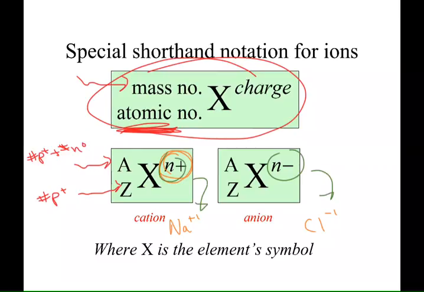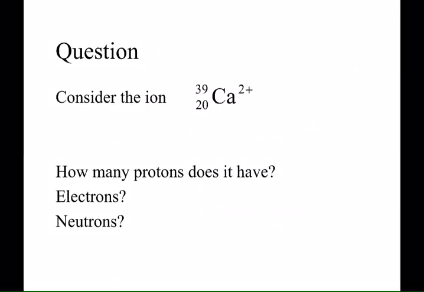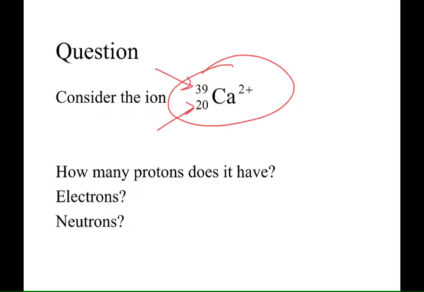All right. So, here we go. We should be able to pick out all three subatomic particles for this particular isotopic form of calcium. So, calcium, of course, that's the atomic number there. That's the mass number there. And let's see. Plus two. So, has it lost electrons or gained electrons? Well, it must have lost electrons. How many electrons? Two electrons. Okay, and metals tend to do that, and calcium is definitely a metal.